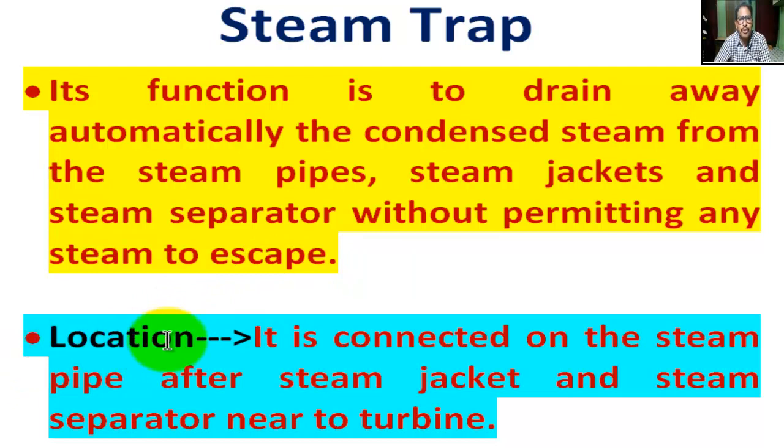Now, location of steam trap. It is connected on the steam pipe after the steam jacket and steam separator, near to the turbine, near to the engine. Okay.